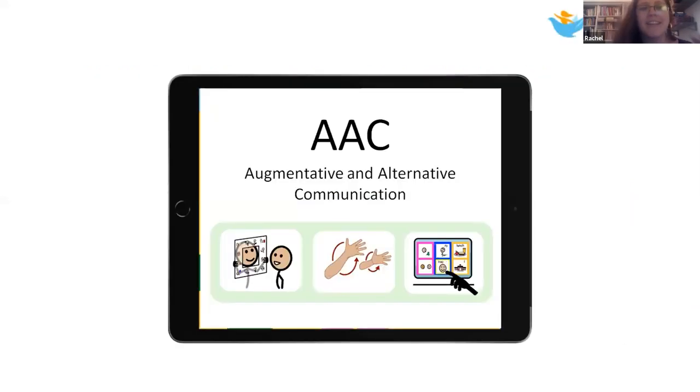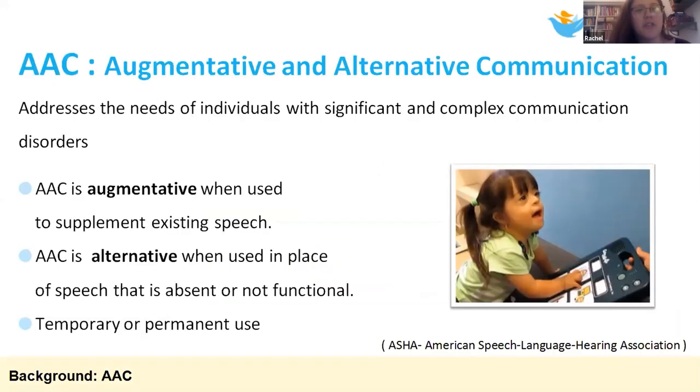Okay, so let's start with a bit about AAC. AAC is the acronym of Augmentative and Alternative Communication. And of course, some of you know what it means, but we will say it shortly. AAC encompasses the communication methods that address the needs of individuals with significant and complex communication disorders. These are people who can't express themselves efficiently enough through the conventional way, by speaking or by writing. Those communication methods are used to supplement existing speech or replace speech that is absent.